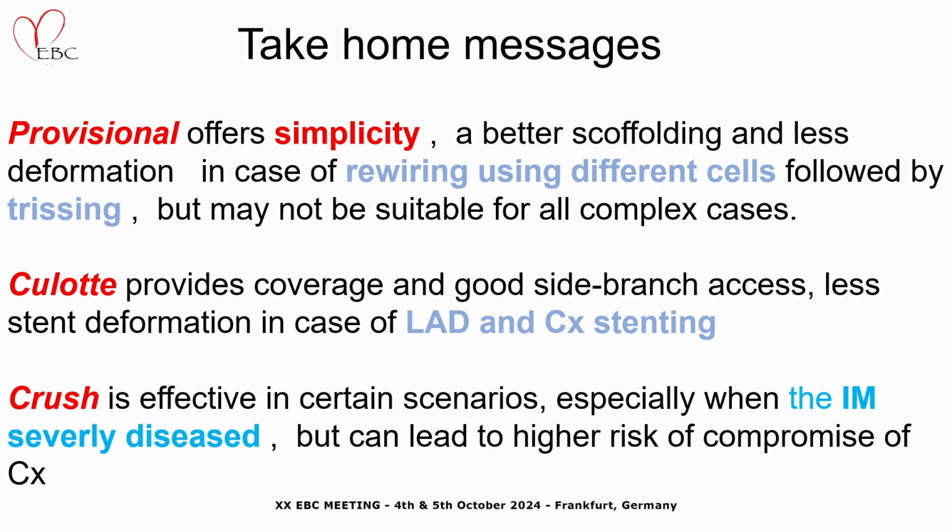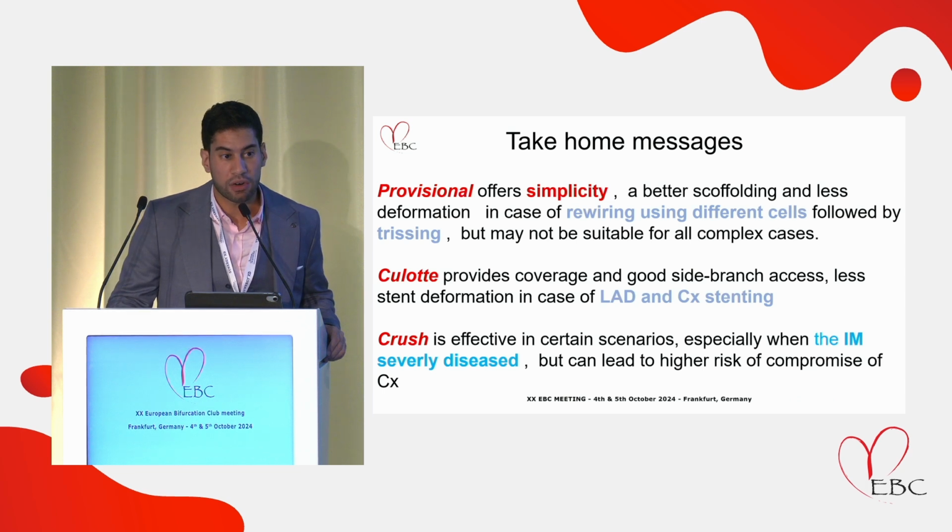So, take-home messages. Provisional offers simplicity, better scaffolding and less deformation in case of rewiring using different cells, followed by tracing, but may not be suitable for all complex cases. Culotte provides coverage and good side branch access, with less stent deformation in the case of LAD and circ stenting, which is a wide angulation. Crush is effective in certain scenarios, especially when the intermediate is severely diseased, but can lead to a high risk of compromise of the circ.